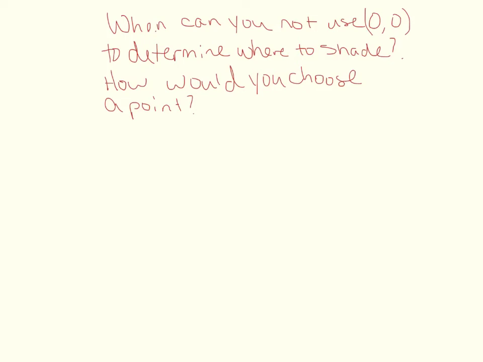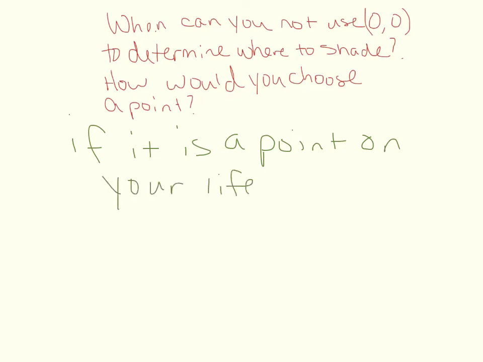When can you not use 0, 0 to determine where to shade, and how would you choose a point? The only way you would not be able to use 0, 0 to determine where to shade is if it is a point on your line. If it's a point on your line, you would have to pick a different point to shade. You would just choose a point not on the line.